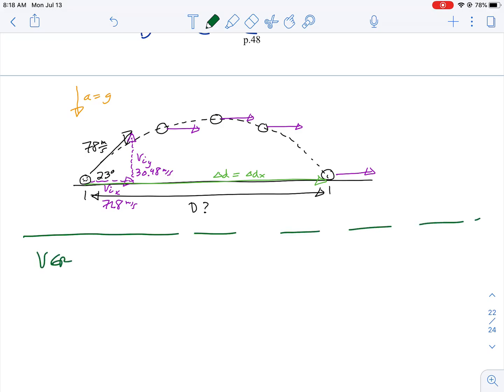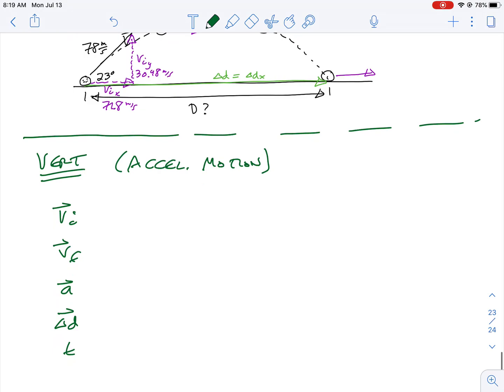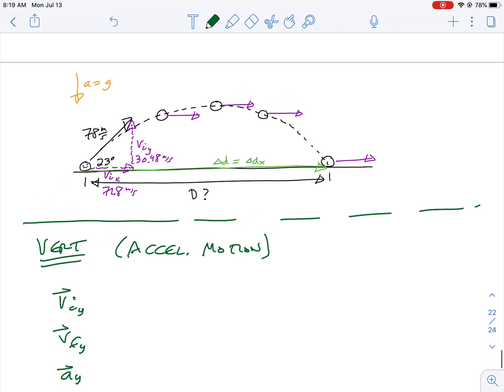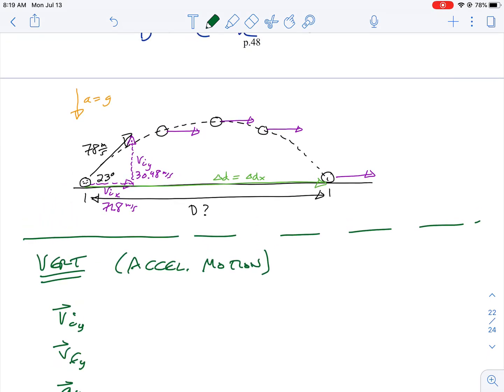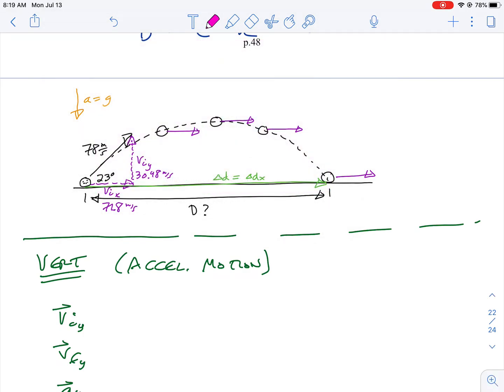So vertical, and we know that for vertical, this is definitely going to be accelerated motion. It is definitely accelerating. And again, if there's acceleration, then we should be thinking V initial, V final, A, delta D, and T. And I'll just put some Y's here. Y, Y, Y, Y. And let's talk a bit about the vertical component. I'll just choose a different color for this. Running out of colors.